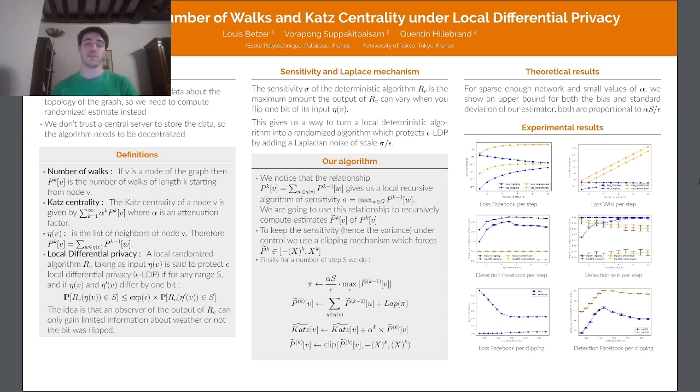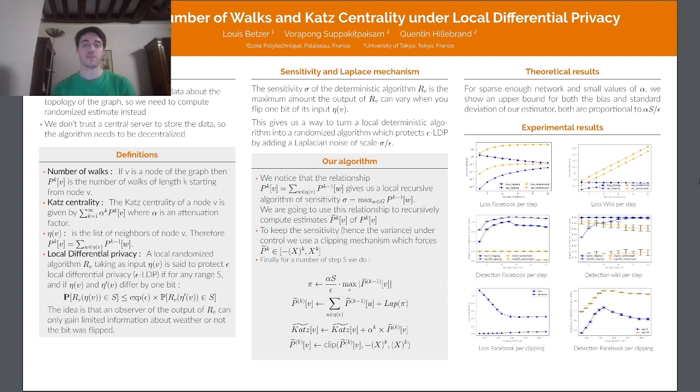The idea is that to have a walk of length k, if it starts from node v, the first step is going to necessarily go to one of the neighbors of node v, and then you have k minus 1 other steps. That's why you add the number of walks of length k minus 1 for each neighbor.